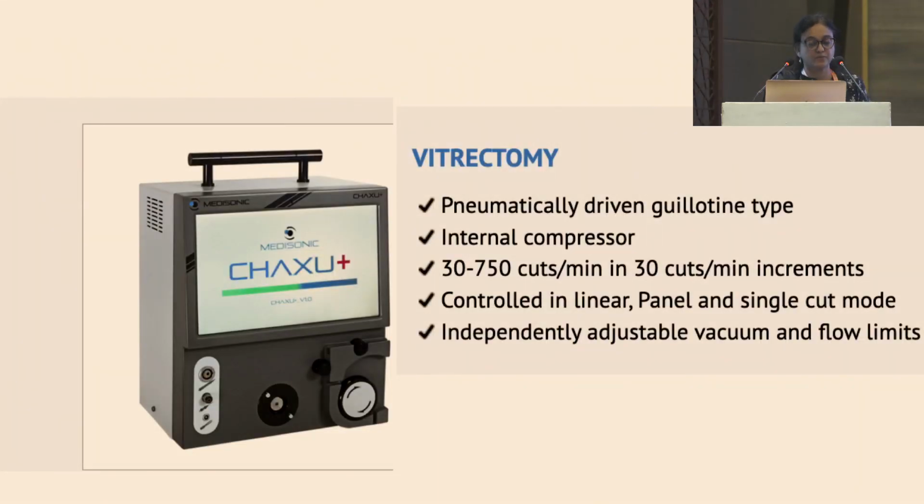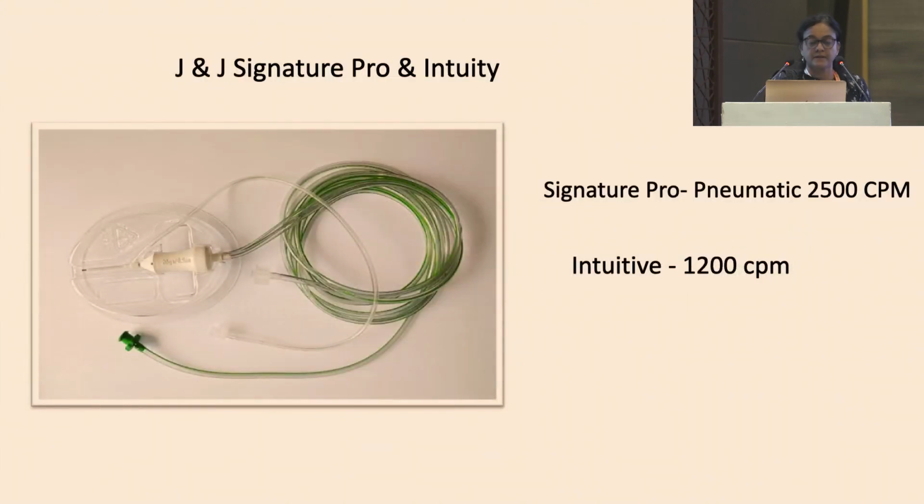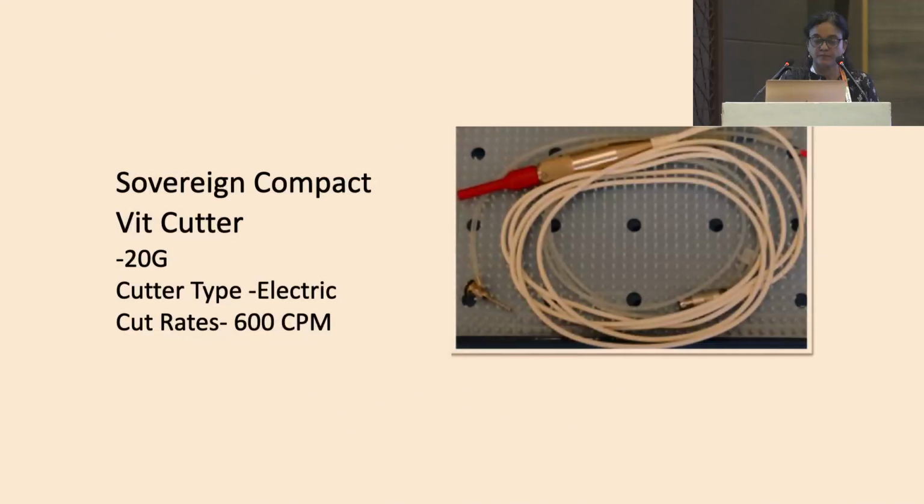Then we have our own Chakshu machine, which is pneumatically driven, guillotine type, with an internal compressor, with a maximum of 750 cuts per minute. It is controlled by linear pedal and single cut mode. Then we have the J&J Signature Pro and Intuitive with a pneumatic cutter of 2500 cutting rates per minute. Another type of electric cutter is available with the Sovereign Compact, which is 20G in size. The cut rate is 600 CPM.